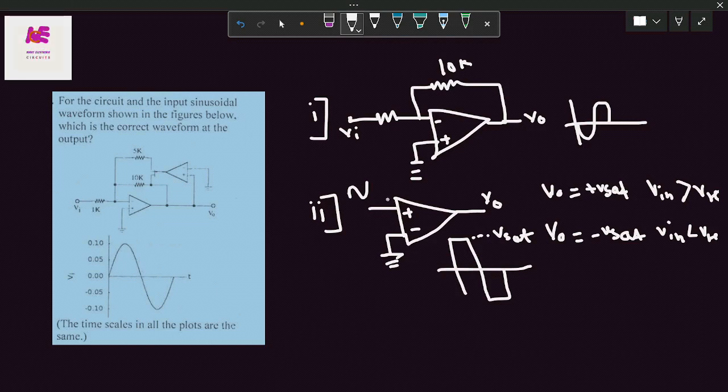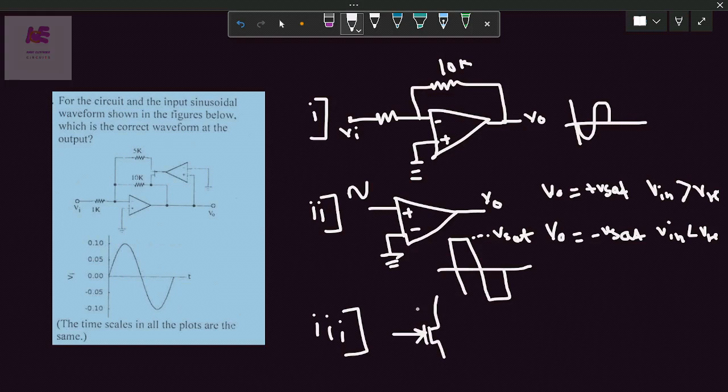In the other case, if the positive terminal is connected to ground and the input is at the inverting terminal, we are getting the output out of phase as compared to the input. So we get negative output if the input is greater than V reference, or positive saturation if V input is less than V reference, since the input is at the negative terminal. But in this case, the input is applied at the positive terminal, so we are getting positive V saturation if the input voltage is greater than V reference, and output voltage will be minus V saturation if the input voltage is less than V reference voltage.